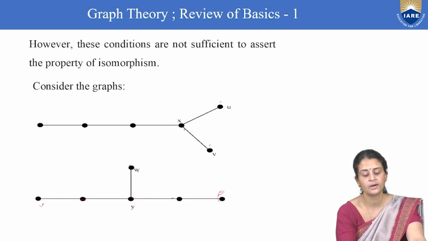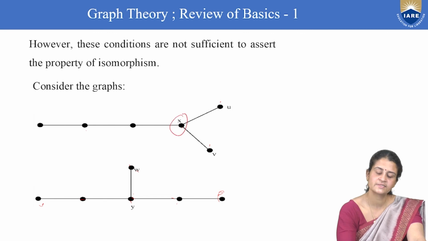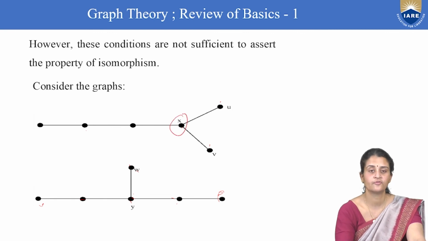And here is one vertex of degree 3. Here also one vertex of degree 3 in this figure. Here 2 vertices of degree 2 each. Here also 2 vertices of degree 2 each. But can we say that these graphs are isomorphic? No. Why? Because look at this vertex x of the first graph.